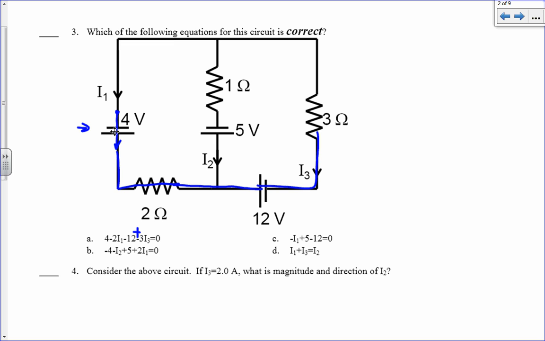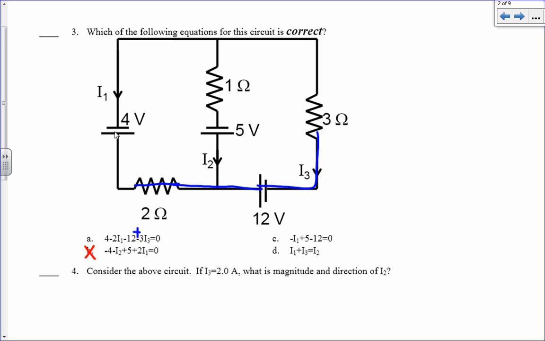Minus 4 minus 2I2. That means I'm going in this direction. There is no 2 ohm resistor. It's just this one, which is not I2, it's I1, so that's not right either. There's several problems with that. Let's see, C is minus I1 plus 5. Oh, wait, no, excuse me. Sorry, I made a mistake here. I thought that said I1. It doesn't. It says I2.